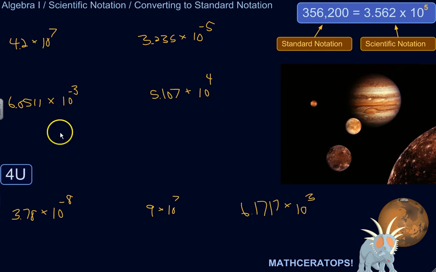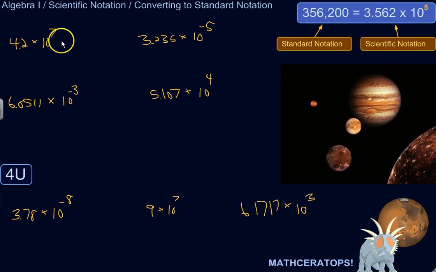Okay, so let's convert some of these. Let's rewrite these numbers in standard notation. The idea is pretty simple. If the base of the number is being multiplied by a positive power, like 10 to the positive seventh, we just move the decimal 7 places to the right. If it's being multiplied by 10 to a negative power, we move the decimal that many places to the left.